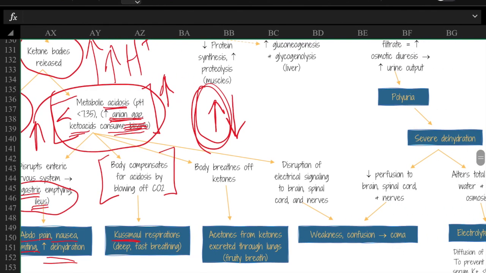Again, one of the other things the body is going to try to do with these ketones is it's going to try to breathe off some of those ketones. Those acetones will be excreted in the lungs. This is where you get that hallmark sign of diabetic ketoacidosis, which is that fruity or acetone breath. Let me tell you, that is a real thing.